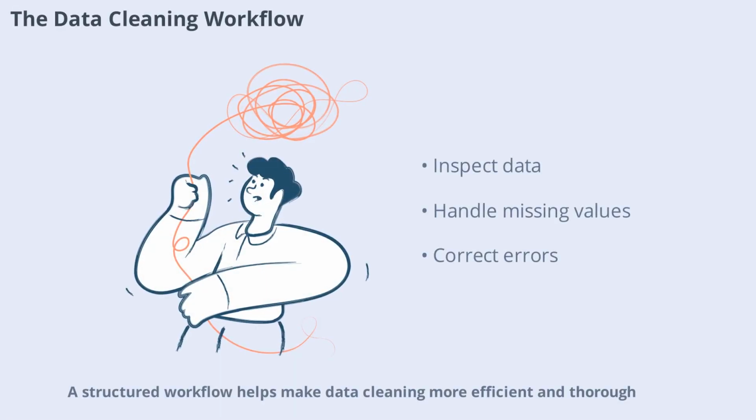A structured workflow helps make data cleaning more efficient and thorough. Typically, the process starts with data inspection, followed by identifying and handling missing values, correcting errors, standardizing formats, and finally, validating the clean data. Each step builds on the previous one, ensuring that no issues are overlooked. Let's break down each stage of the data cleaning workflow to understand how they contribute to the overall process.